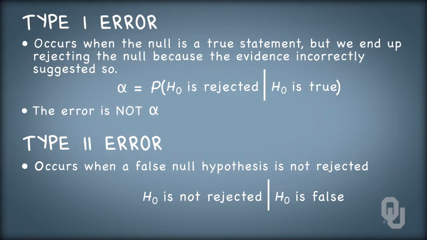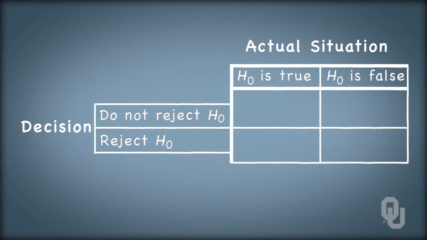We say that a type 2 error occurs with probability beta. That is, beta is a conditional probability that the null hypothesis is not rejected when the null is actually false. Let's go back to the table of errors and correct decisions. When the null hypothesis is actually true and our evidence tells us that we shouldn't reject the null, then we've made a correct decision. Likewise, when the null hypothesis is actually false, when the population parameter is something other than what H0 states, and the evidence tells us to reject the null, then we've made a correct decision.